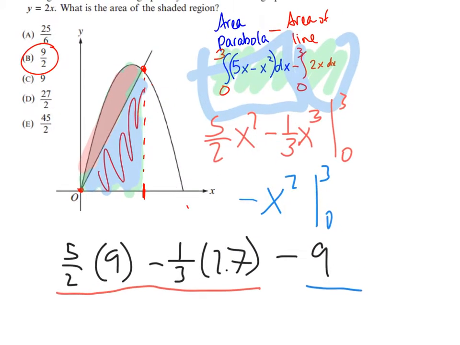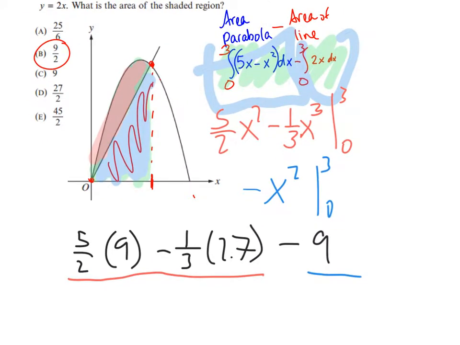So I did both integrals. When I did the integral of this one, I ended up getting this. And when I did the integral of this one, I ended up getting that. So please verify that you did get the same thing as well.